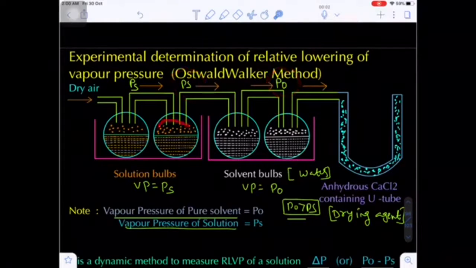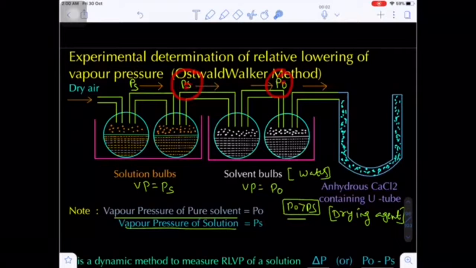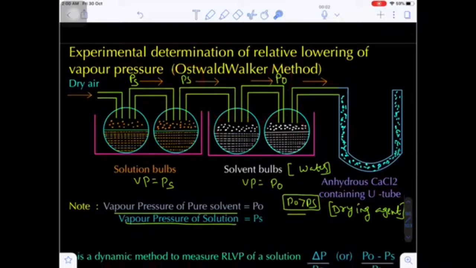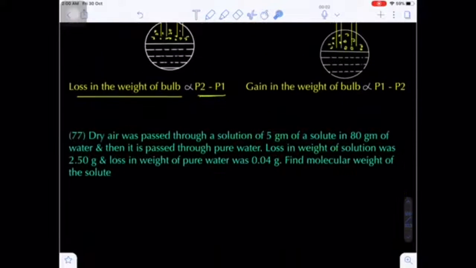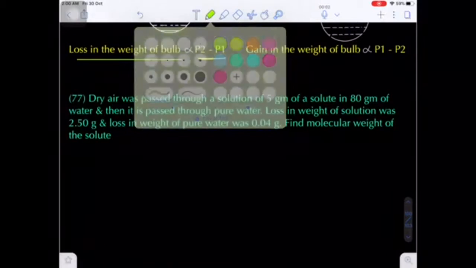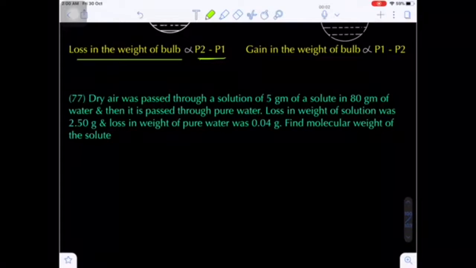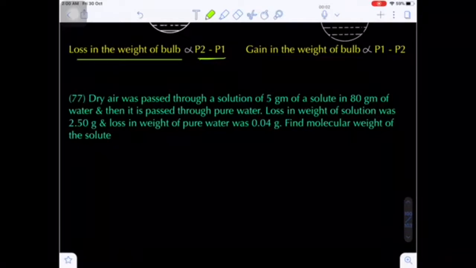That means from here some extra amount of vapor is also taken outside. That's why the P0 value increases, so PS value will be decreased. So the difference between P0 and PS will be the loss in the weight of the solvent bulb. Yes or no? Now this is the concept of the Ostwald-Walker method during the experimental determination of a relative lowering of vapor pressure.